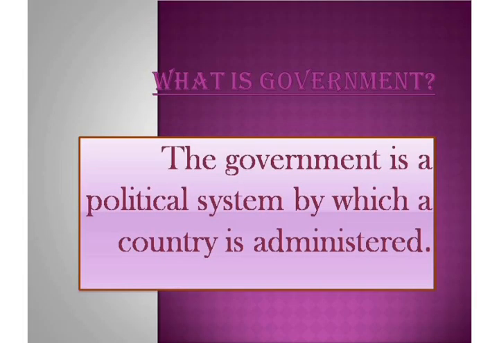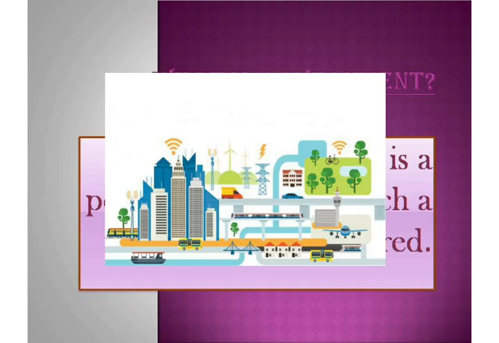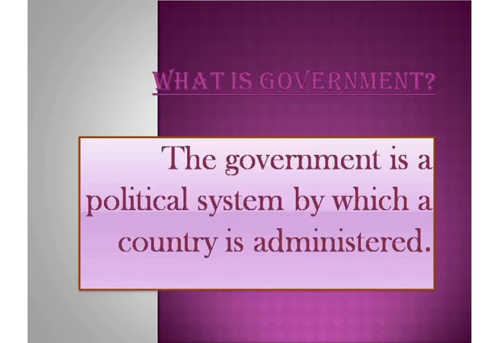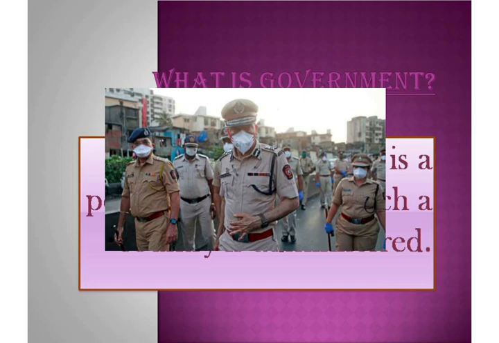What is a government? The government looks after the administration of a country. It is a political system by which a country or an organization is administered. It has many functions. It builds the infrastructure of the country, it looks after the welfare of the people and maintains law and order in the country.